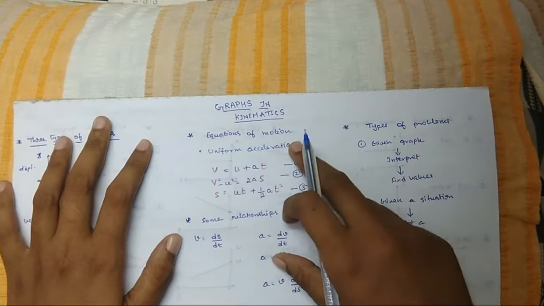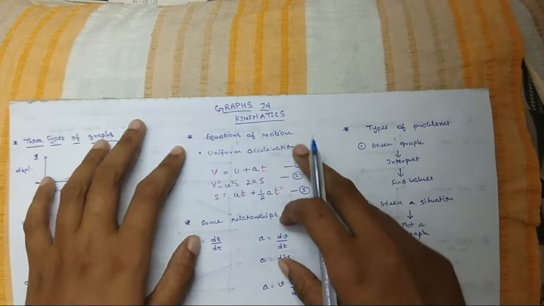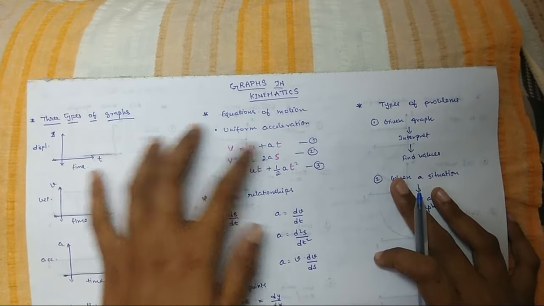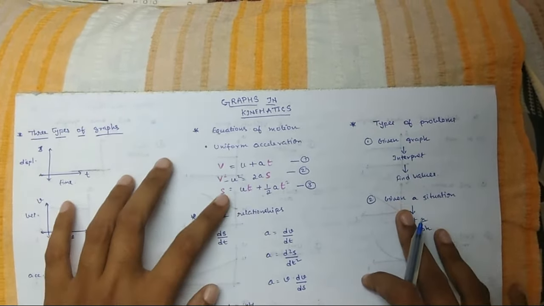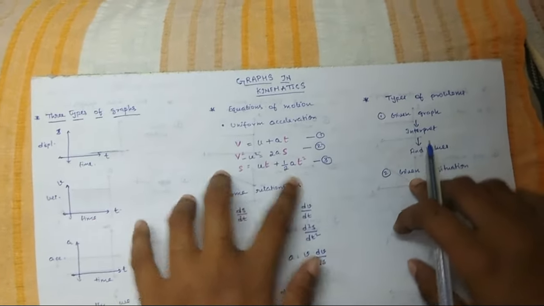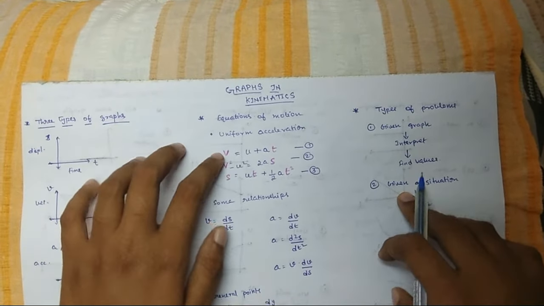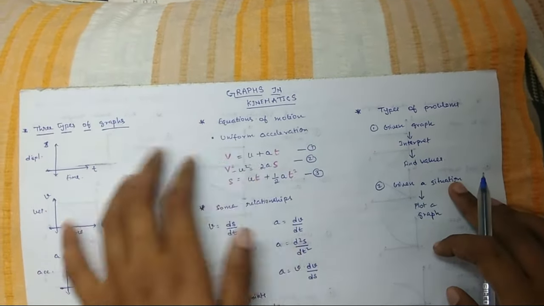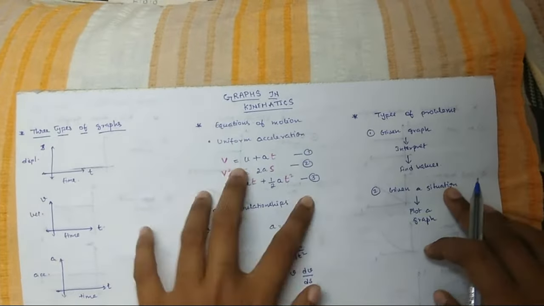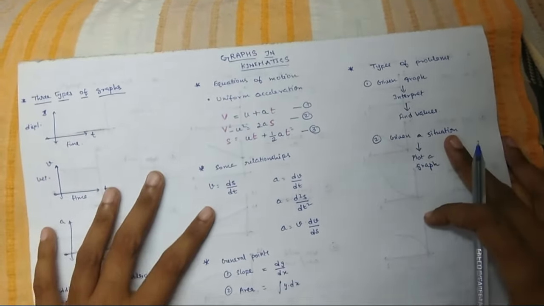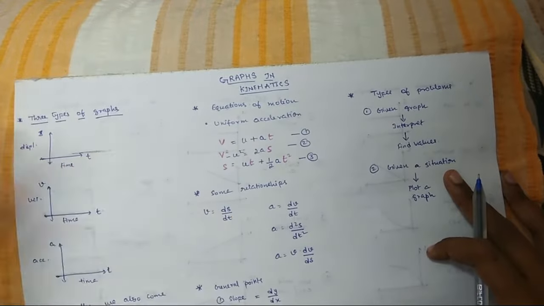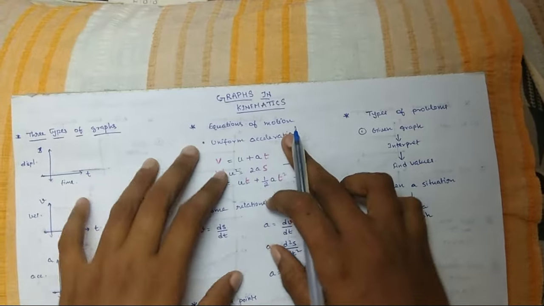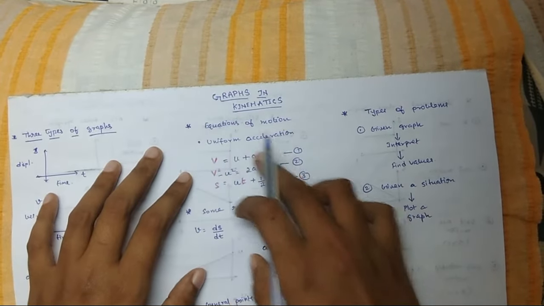As we know, for uniformly accelerated motion, we have these three standard equations. v is equal to u plus at, v square minus u square is equal to 2as, s is equal to ut plus half at square. In these three equations, the variables are marked in pink. That is, v and t in the first equation, v and s and t in the third equation. So when we have to plot a velocity versus time graph for a uniformly accelerated motion, we'll be making use of this first equation.